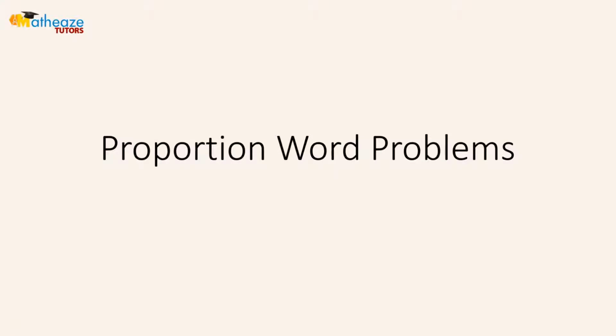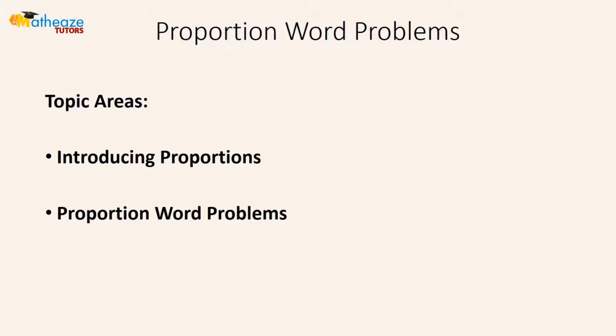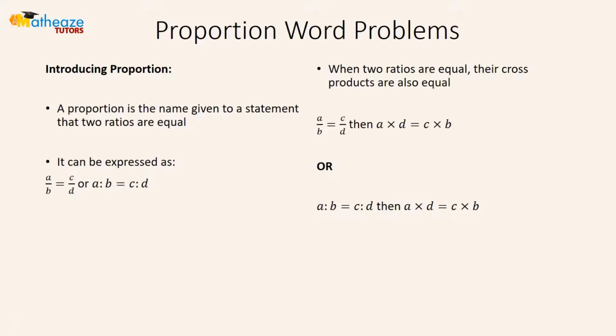Now this lesson will cover proportion word problems. And we're going to first introduce proportions and then we're going to deal with some proportion word problems. A proportion is the name given to a statement that two ratios are equal. So here, for example, A over B, which is this fraction, is equal to C over D, or A to B equal to C to D.